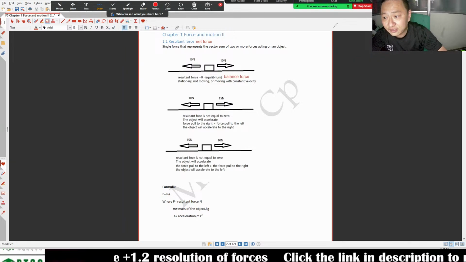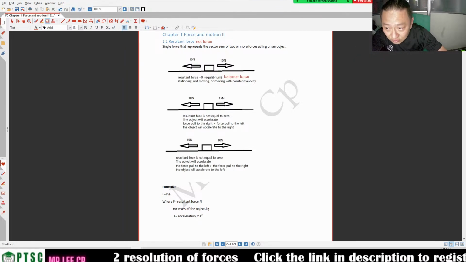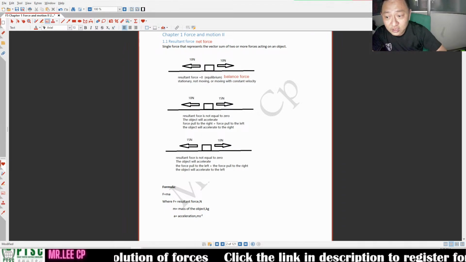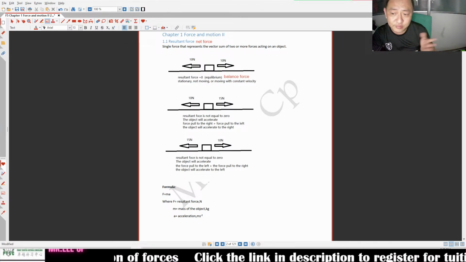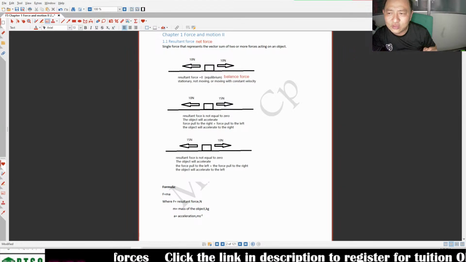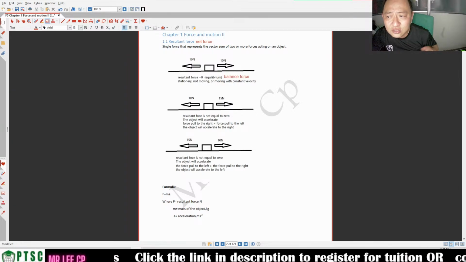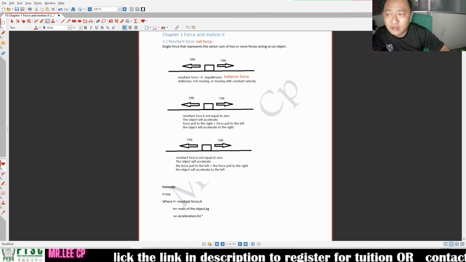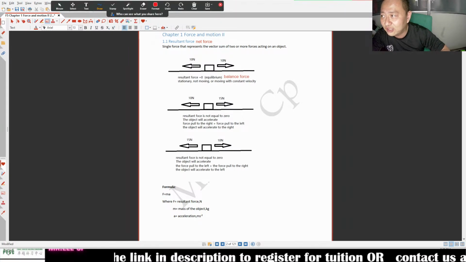So if left is bigger, you see this one, it will go to the right with acceleration. This one, it will go to the left with acceleration because left is big. This one is impossible. I ask you, up or down bigger? So up and down it is the same, because I haven't taught you yet. Right?